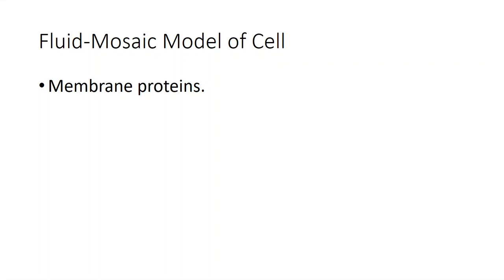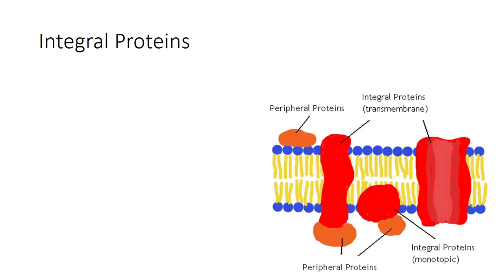Membrane proteins are classified as integral or peripheral according to whether they are firmly embedded in the membrane. Integral proteins extend into or through the lipid bilayer and are firmly embedded in it. Most integral proteins are transmembrane proteins, which means that they span the entire lipid bilayer and protrude into both the cytosol and extracellular fluid.